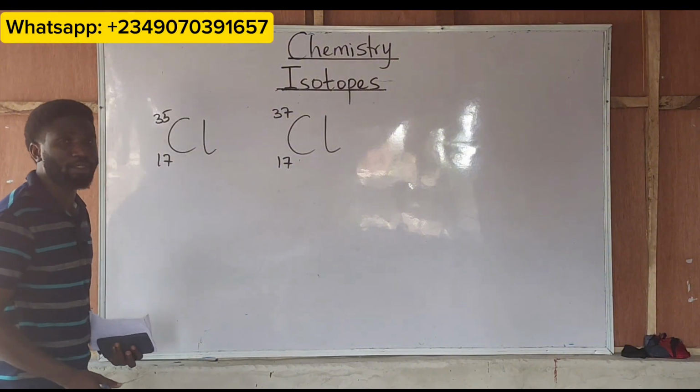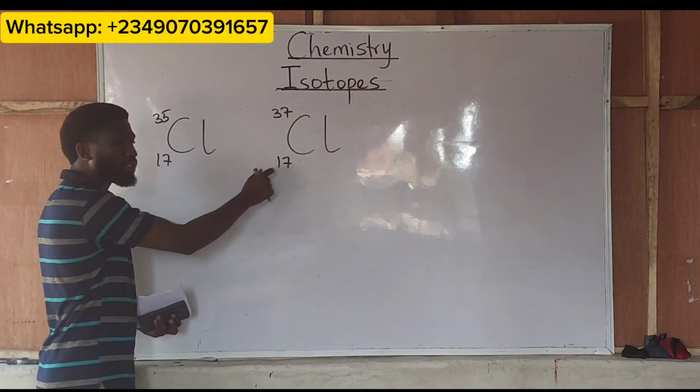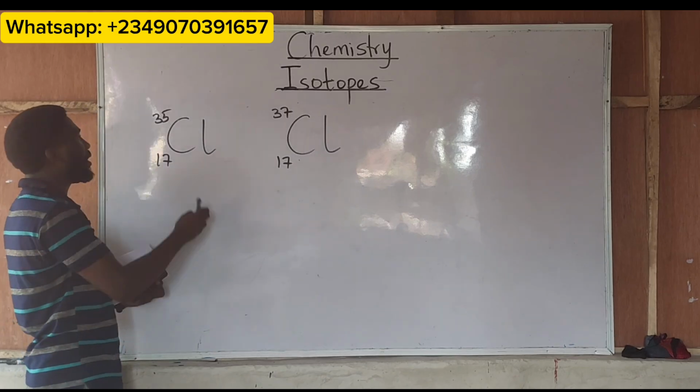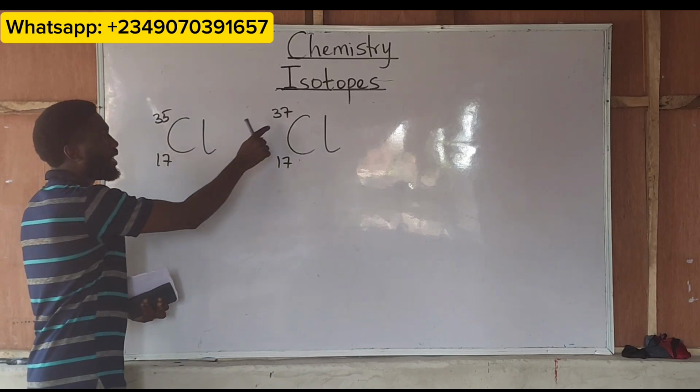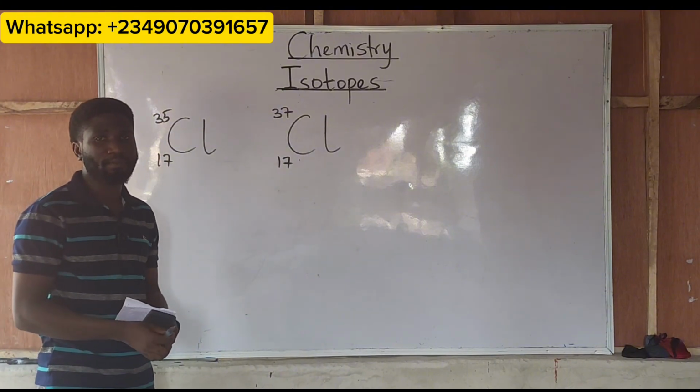Like we have here on the board, the atomic number here is 17. For this isotope it is also 17. Here we have the mass number to be 35, and here we have the mass number to be 37.